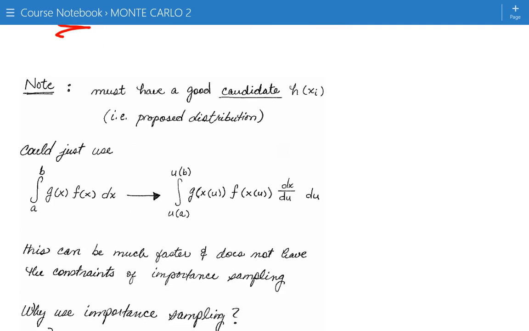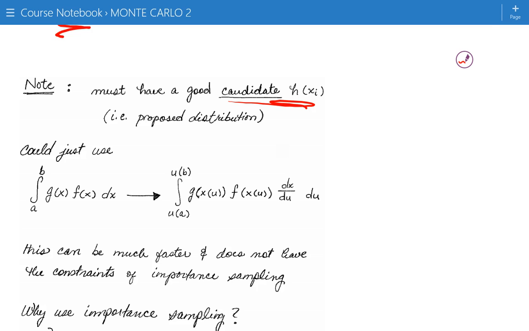Again, you need a good candidate for h, a good what's called proposal distribution. And that depends a lot on its relationship to f. Like I said before, it needs to cover the support of f, but it also can't be in its relationship with f such that the ratio goes to infinity.